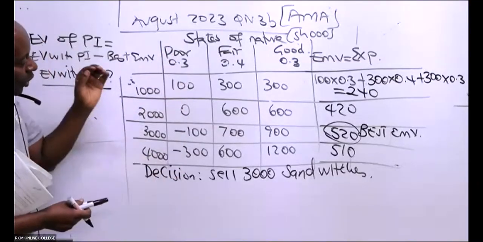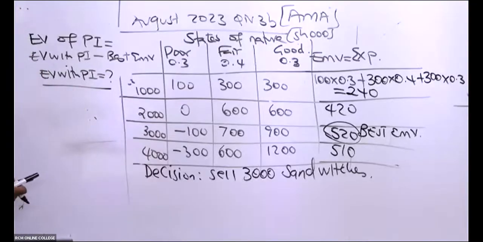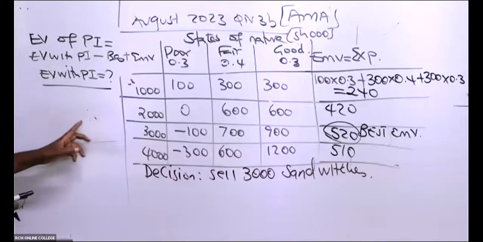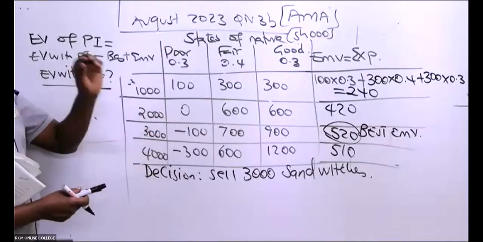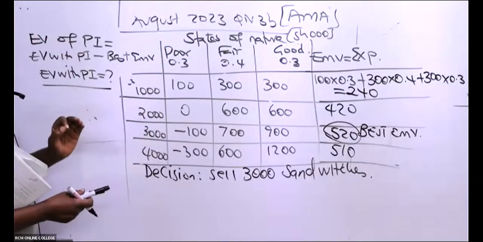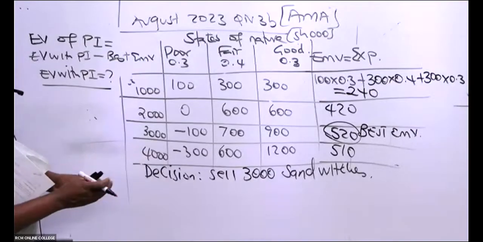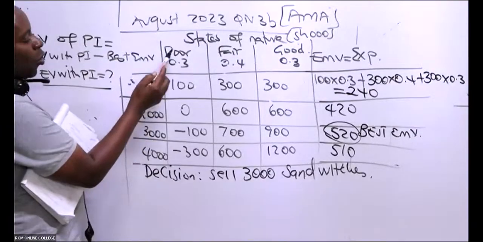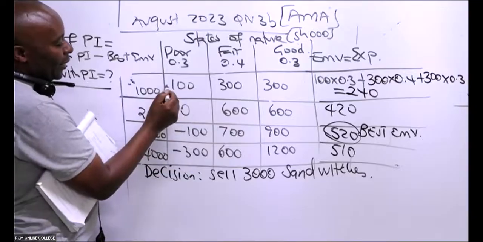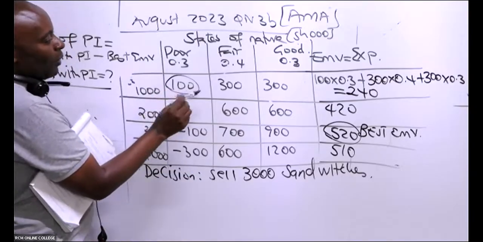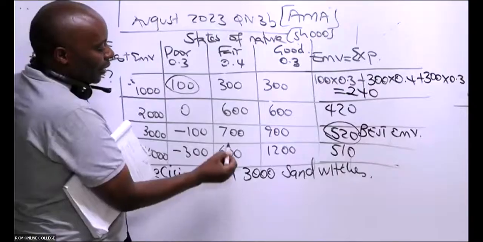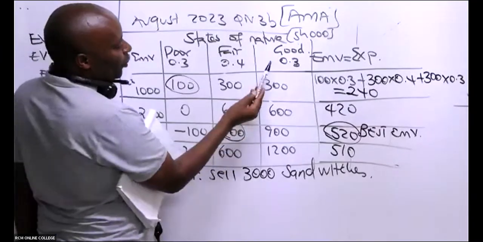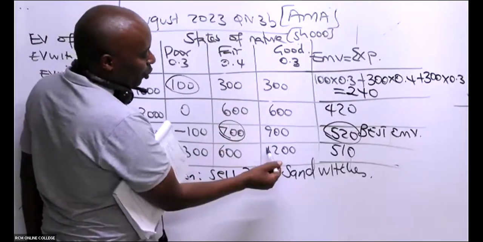So ladies and gentlemen, whenever they tell you to calculate expected value with perfect information, go to each column identifying the highest. So like now column number 1, which one is the highest here? 100. Column number 2, the very highest is which one here? 700. Column number 3, the very highest is what here? 1200.